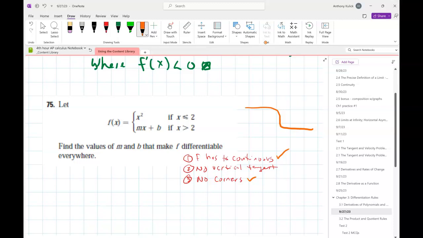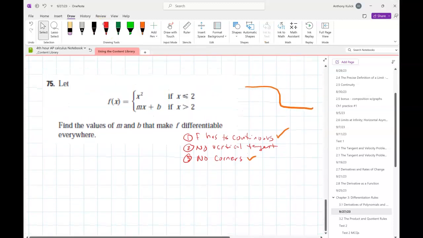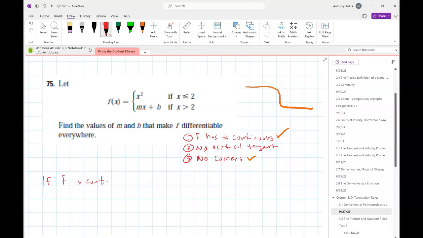All right, so let's deal with these two pieces. If f is continuous, what property does it have to have? What's the definition of continuity? You have to know this. This is another one we have to have memorized. The limit as x approaches a of f of x equals f of a.